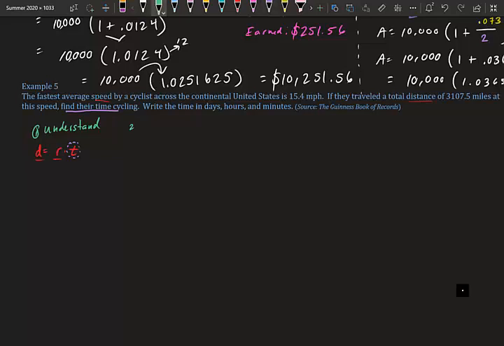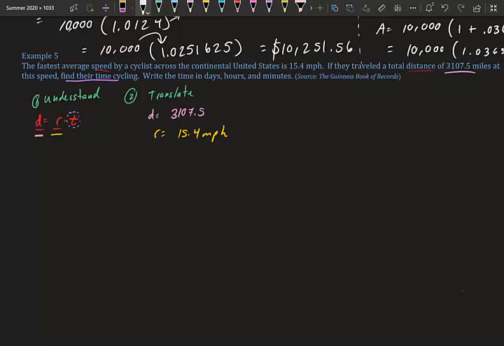So our second step is to translate. To translate what we're given, we have to fill out this formula now. We have the distance, it's 3,107.5. And we're given the rate, the rate is 15.4 miles per hour. So all we have to do is plug it into our formula. Or if we know we have to solve for t, we could solve for t and then plug it in. So it's up to you. I'm going to solve for t and then plug it in.